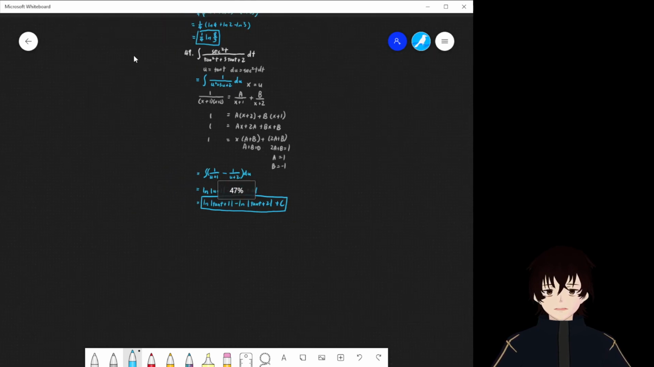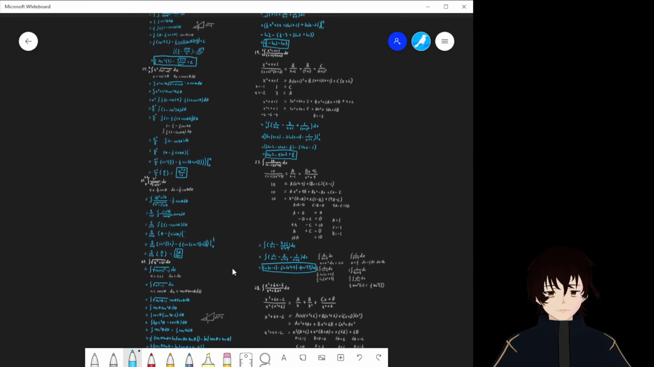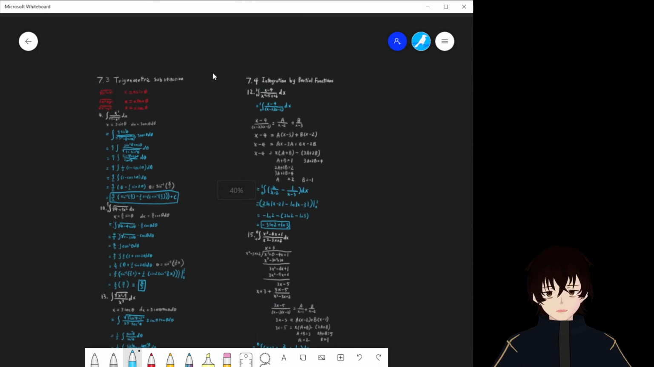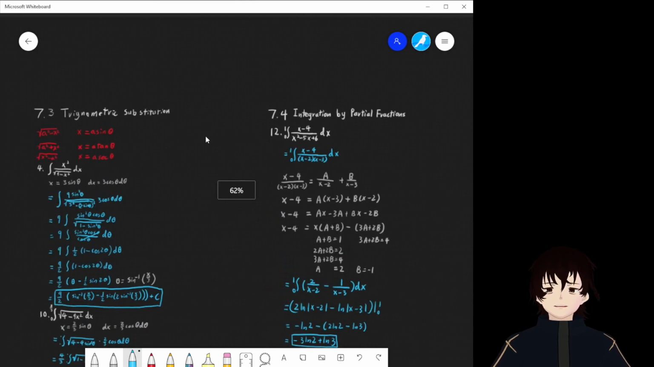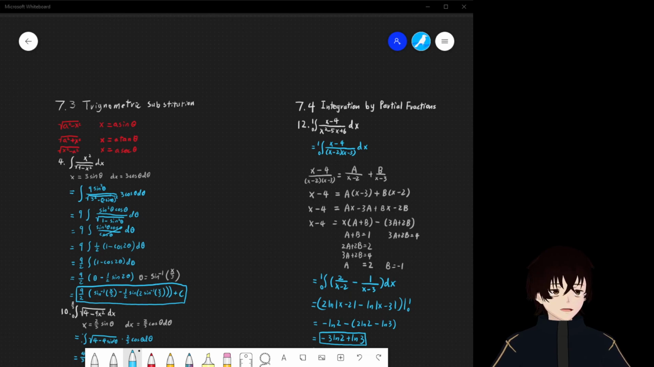All right, we have finished. I like my handwriting now, actually. Having a bigger board is so much better. We have just finished chapter 7.3 trigonometric substitution and 7.4 integration of rational functions by partial fractions. And I am perfectly out of time.